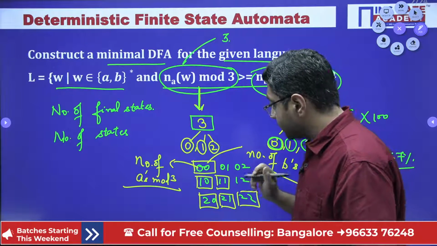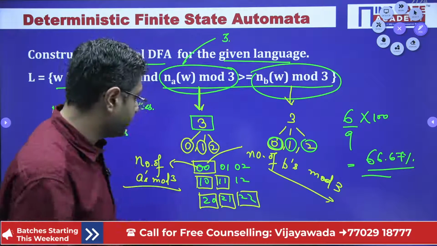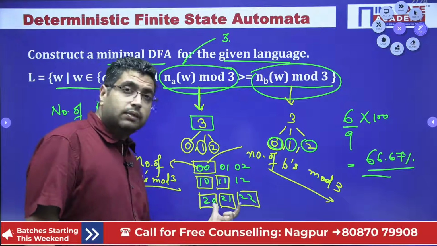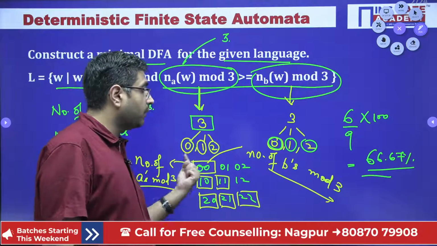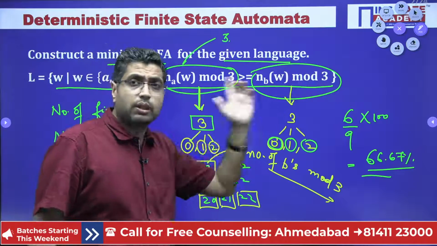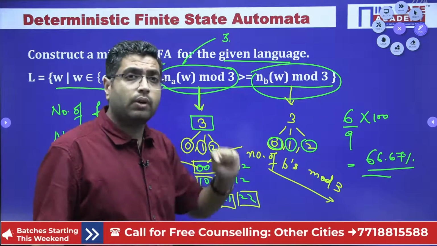in this case, we want the number of A's in W mod 3 to be greater than or equal to the number of B's in W mod 3. Now if you see all these states, which represent the number of A's in W mod 3 followed by the number of B's in W mod 3, you have to make sure that this should be greater than or equal to this. How will you solve it now?